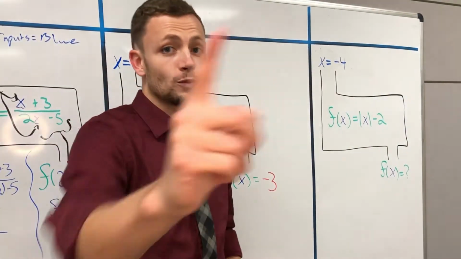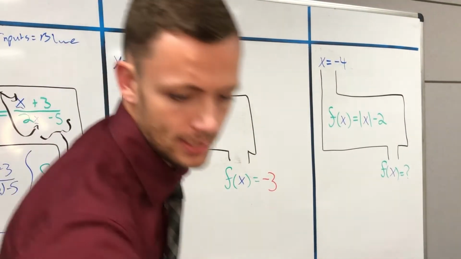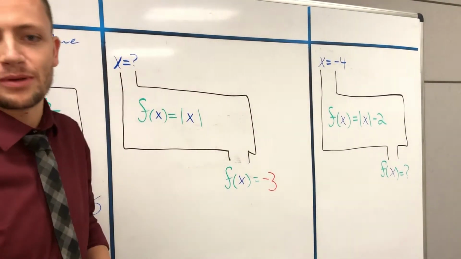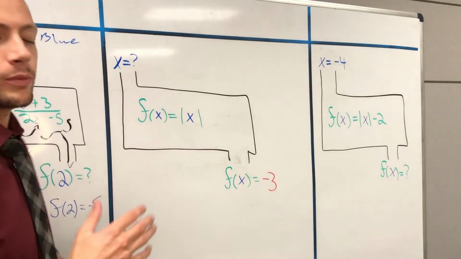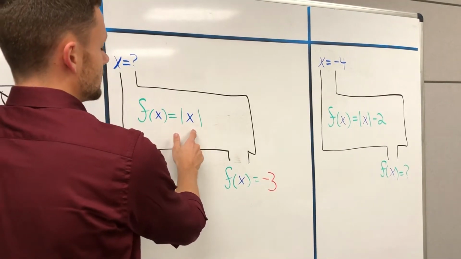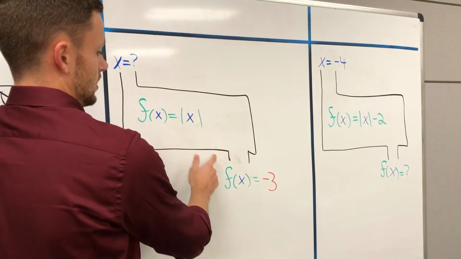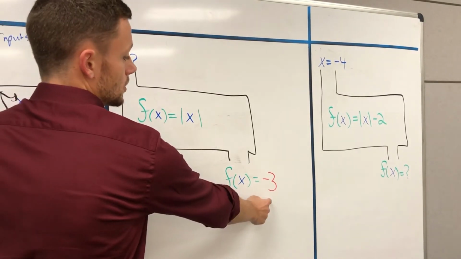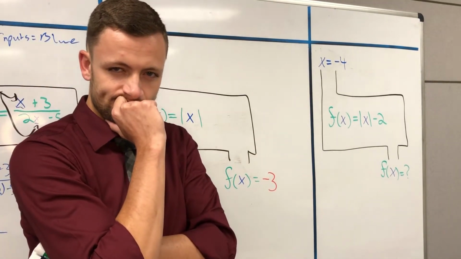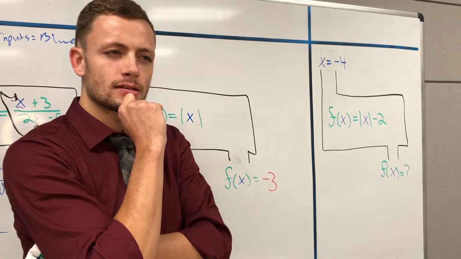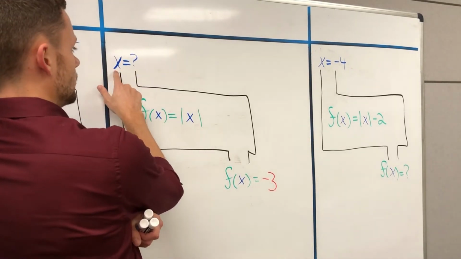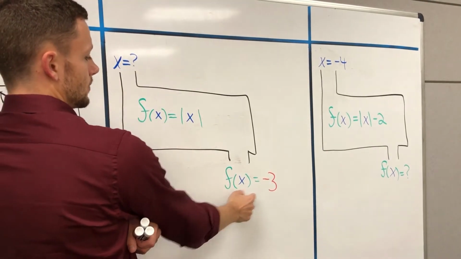All right, guys, round 2. Are you ready? Let's take a look at slide 13. So, x equals a question mark. We have the input, we don't know what it is. We have f of x equals the absolute value of x. We know that in the end, f of x should equal negative 3. So I should plug a value in to x and get negative 3 out of it.